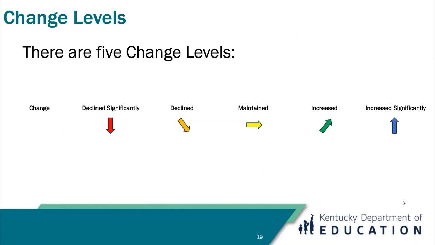Just as there are 5 status levels, we also have 5 change levels shown here, ranging from declined significantly to increased significantly. The change level is determined based on the numerical change score. So let's work through how to calculate the change score.